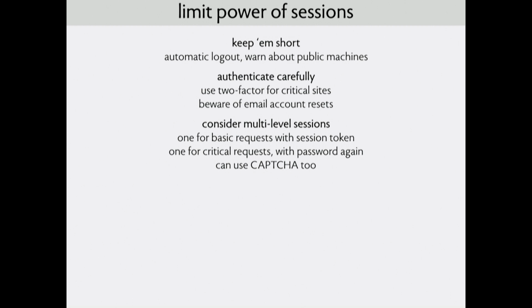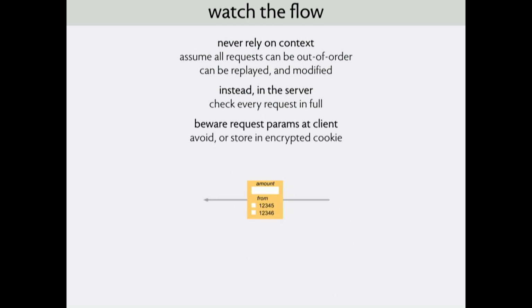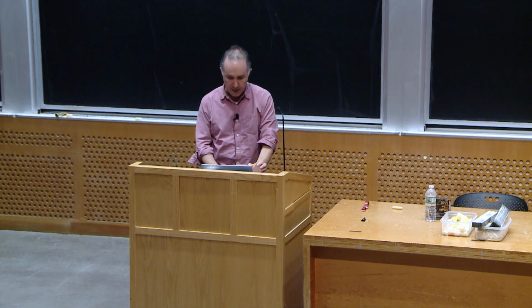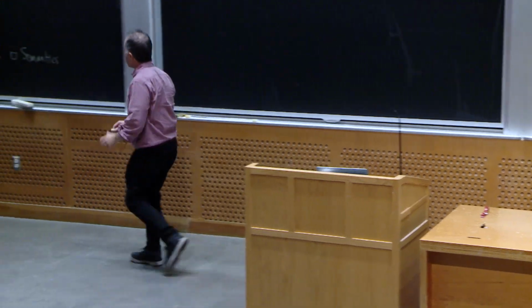Okay. And then finally, always think about these contextual assumptions you're making and don't make them, in short. Instead, in the server, check every request in full. So whenever you do something like this or something analogous to it, where you're sending some options to the client, right, make sure that what you get back is what you expected. Okay, so that is all that I plan to say about cross-site request forgery. And that sort of ends our discussion of security.